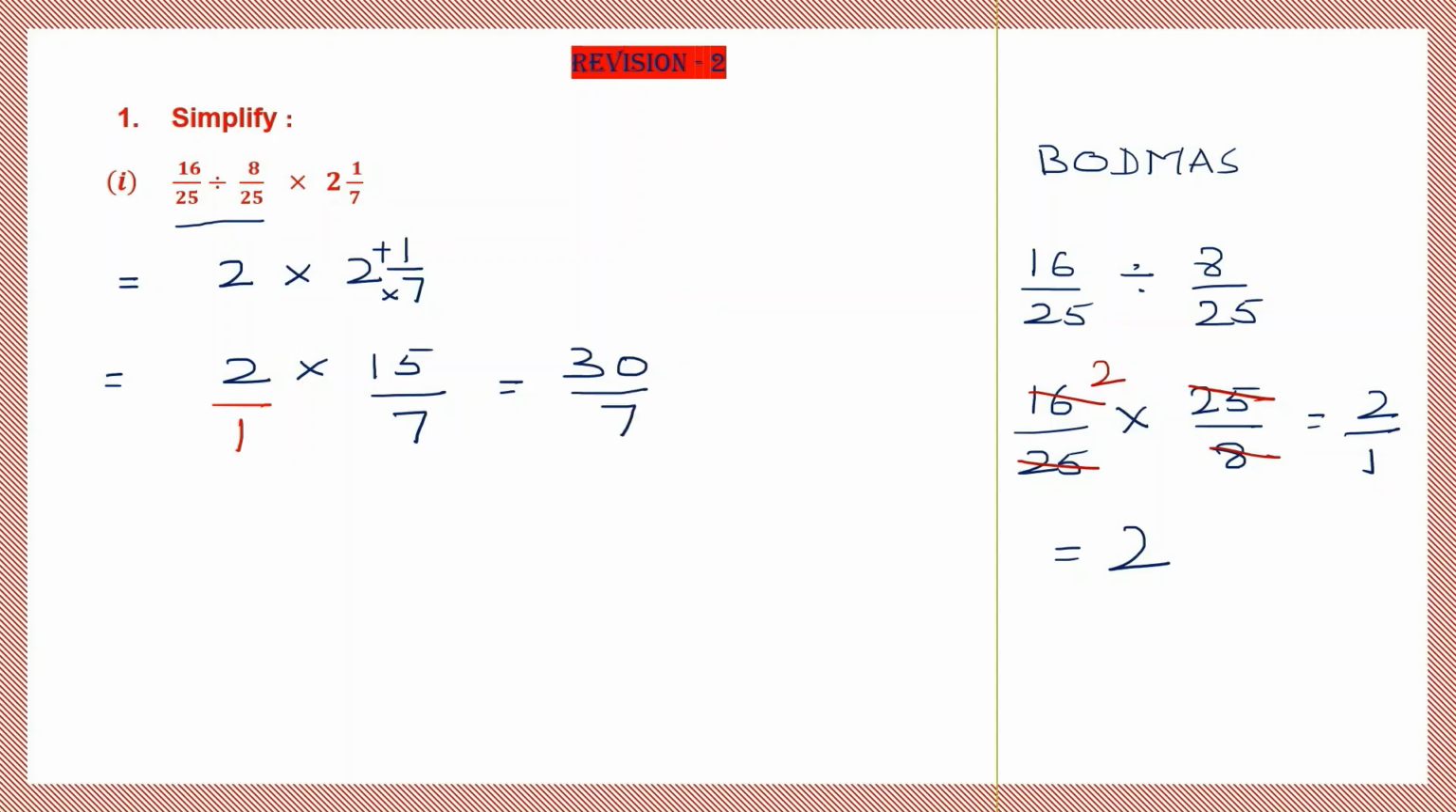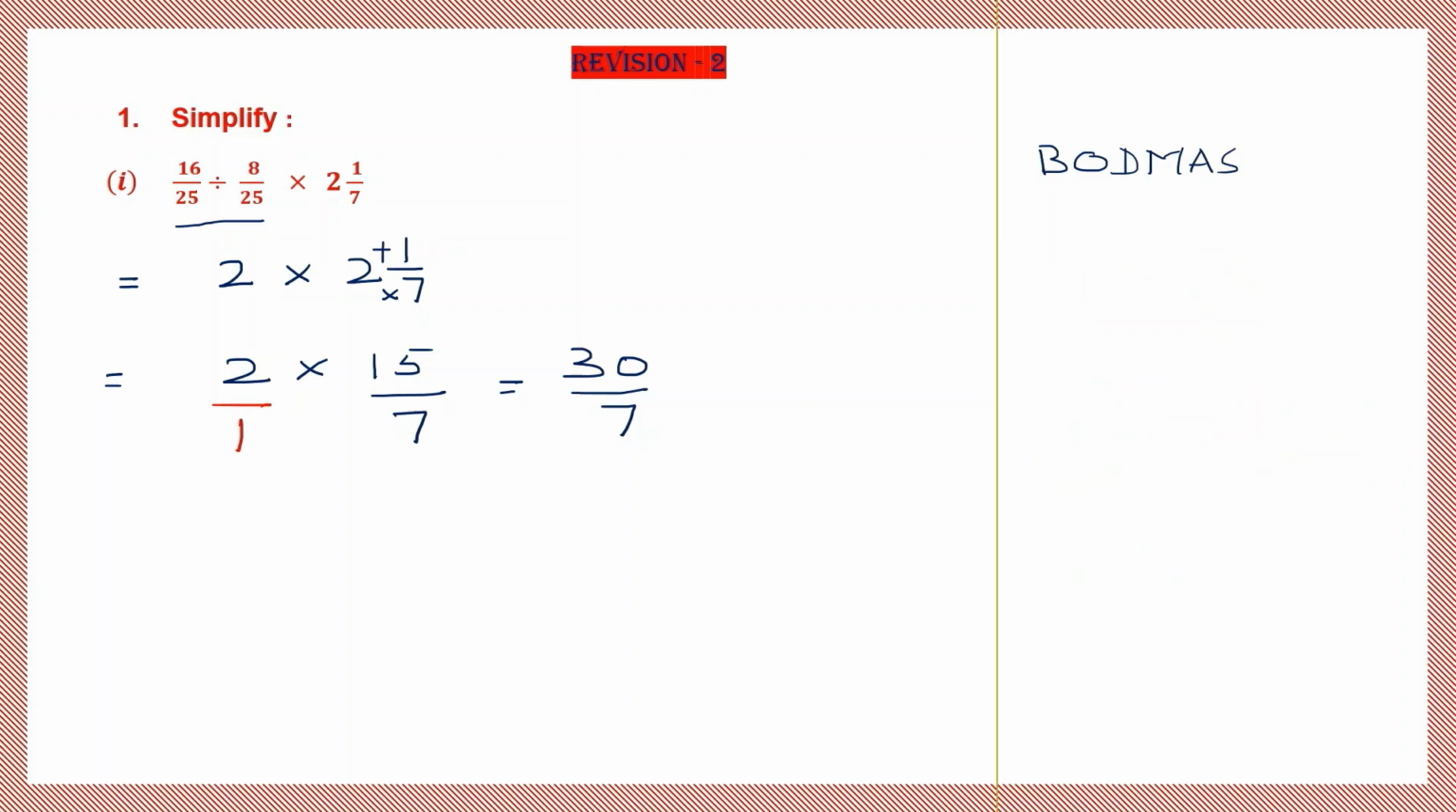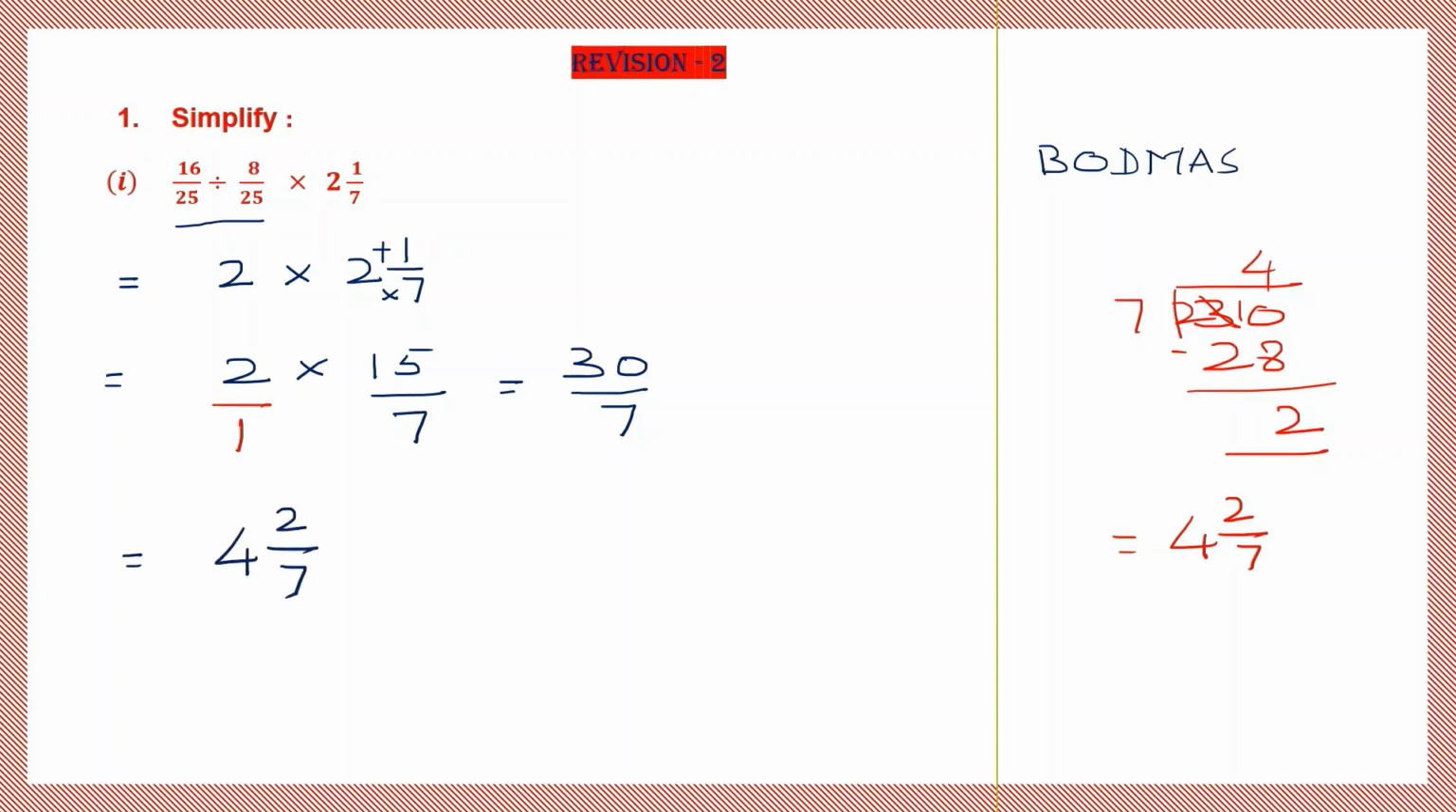So we have 30 by 7, which we are going to convert to a mixed number because it is an improper fraction. So let's divide 30 by 7. 7 4s are 28, minus, 30 minus 28 is 2. So here what do we get? 4 2 by 7. So that is our final answer, 4 2 by 7. So we've converted it and we've got a mixed number, 4 2 by 7.